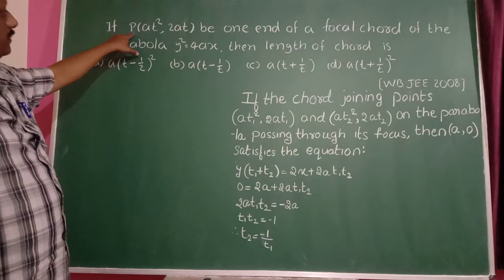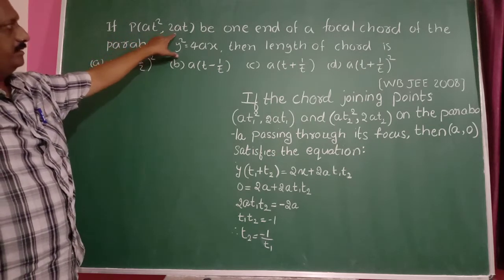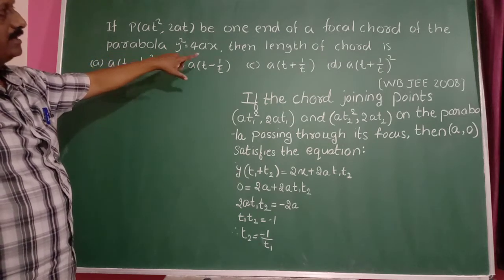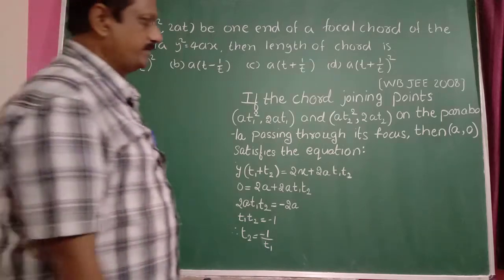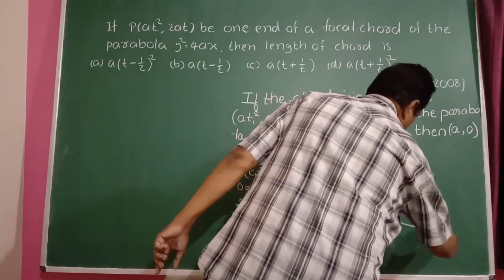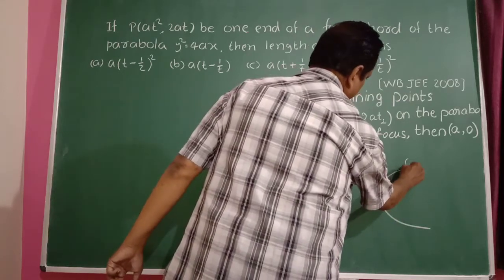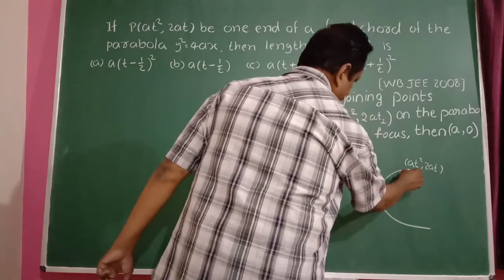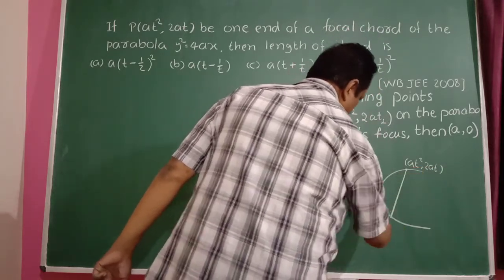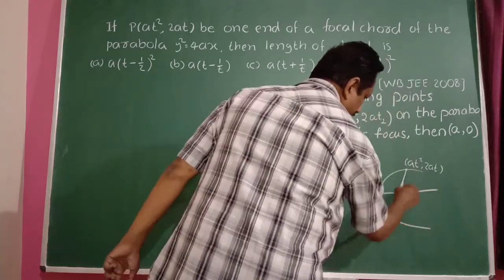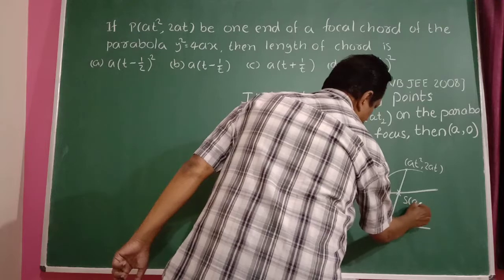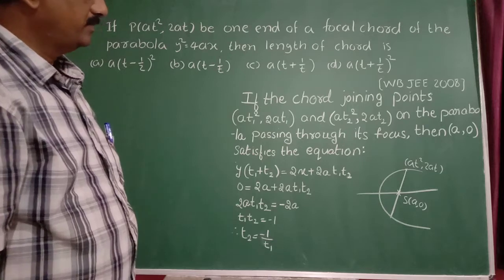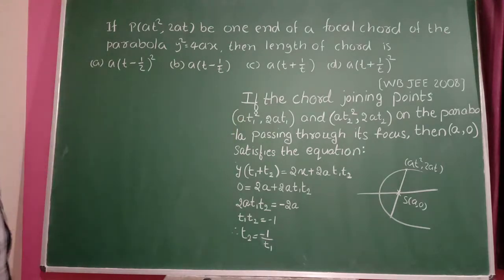If P (at squared, 2at) is one end of the focal chord of the parabola y squared equals 4x, then find the length of the chord. So there is a parabola, and one point here, at squared comma 2at. This is a focal chord. A focal chord means a chord passing through the focus. We need to find the length of the focal chord.